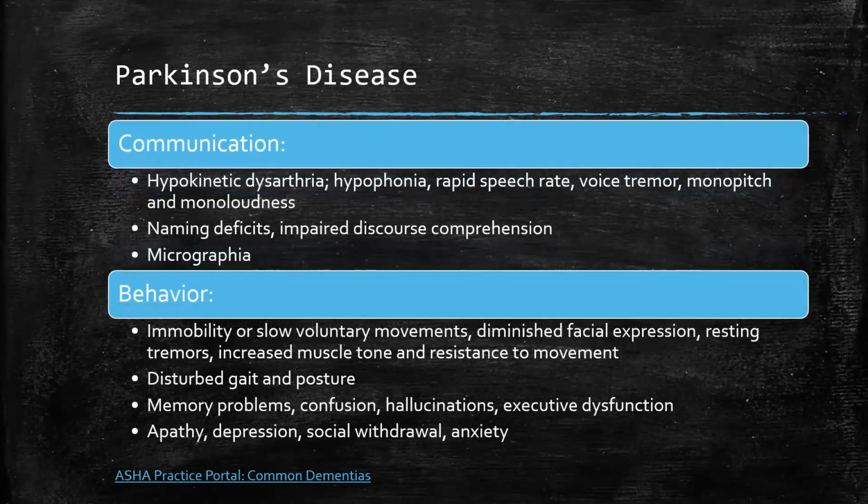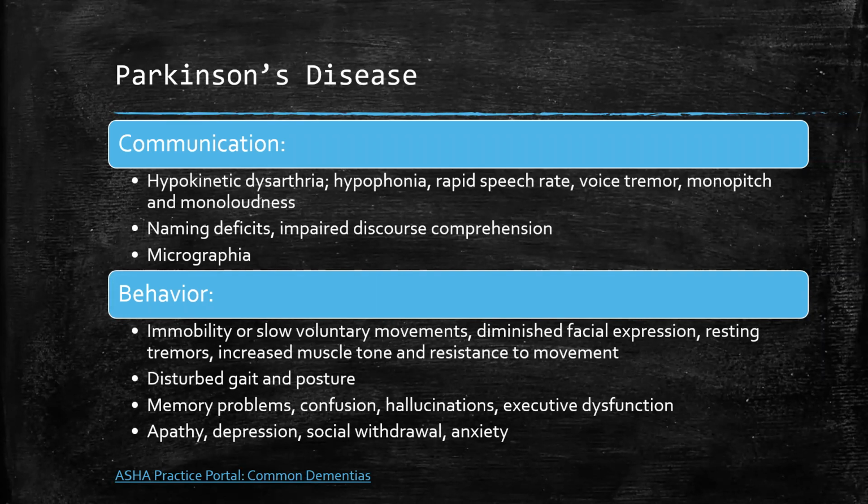Communication and behavior changes. So someone with Parkinson's disease is going to present with hypokinetic dysarthria, hypophonia. Oftentimes they'll have a rapid speech rate, a vocal tremor. They will typically present very mono pitch and have a mono loudness in conversation. Many times individuals with Parkinson's disease will start to have difficulty naming, and you'll see some of those impairments and deficits at the discourse comprehension level as well. That's when they may show up a little bit more. Another communication change you would see is micrographia. So a lot of people will report that to you. Their handwriting gets very, very small.